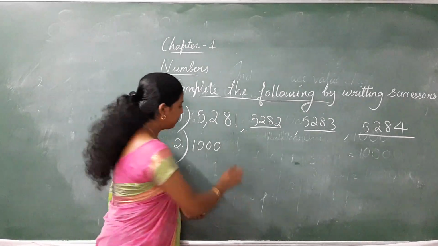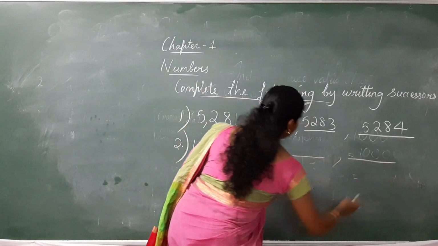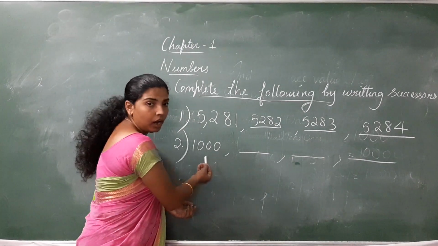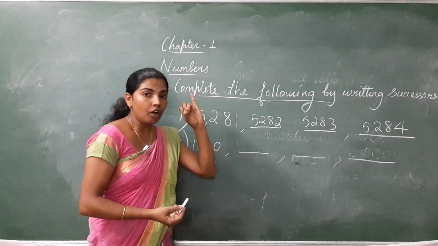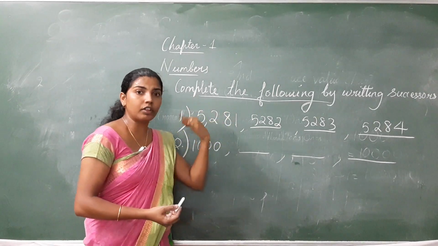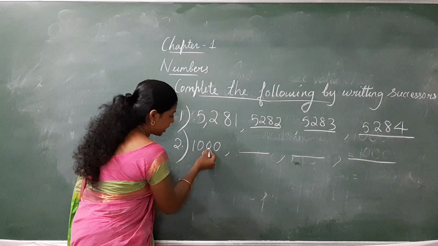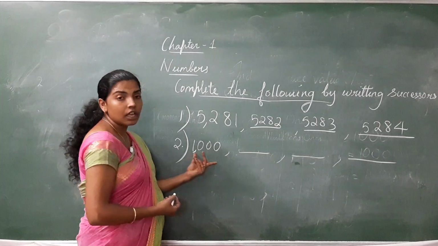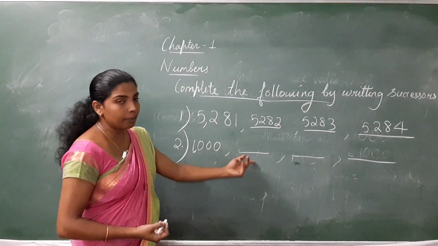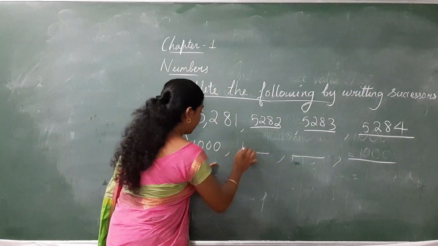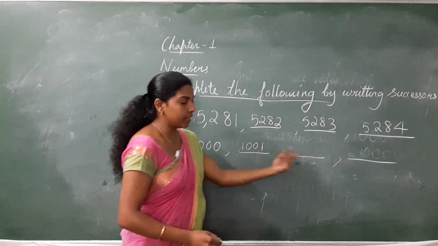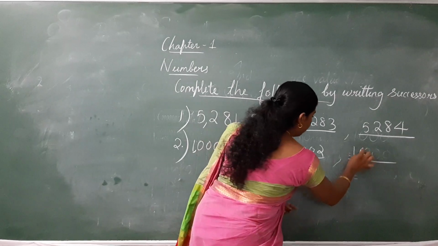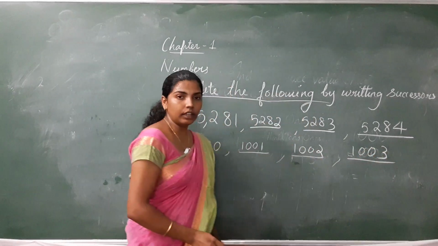Second question. First read this number. First we have to put a comma after the first period. The first period ends at ones, tens, hundred. After 100, the first period ends. Now read the number: ones, tens, hundred, thousand. So the number is 1000. The next number will be 1000 plus 1, 1001. The next number will be 1002. The successor of this number, 1003.